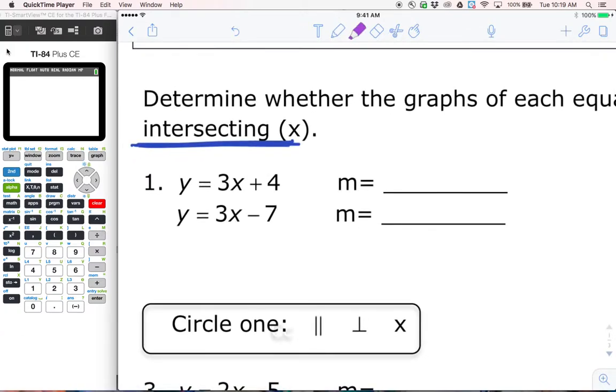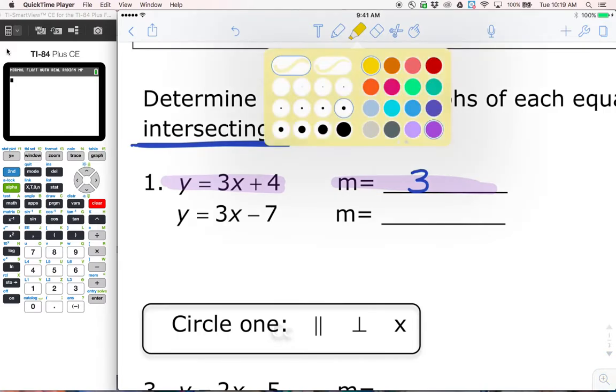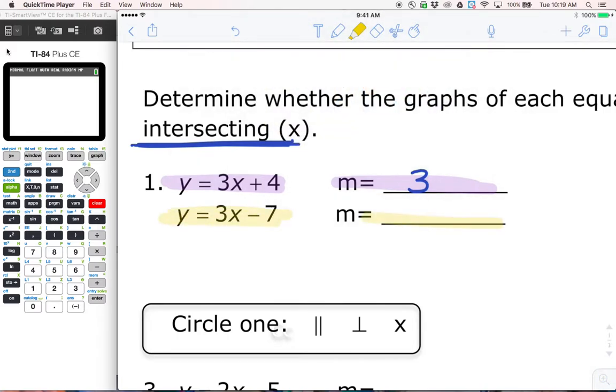First, if we need to decide whether or not they're parallel or perpendicular, we just really need to look at the slope. So what's the slope for this purple one? Well, that's just going to be 3. Okay, for the second one, what's the slope here? Well, again, it's just 3. So since my slopes are the same, those are parallel lines.